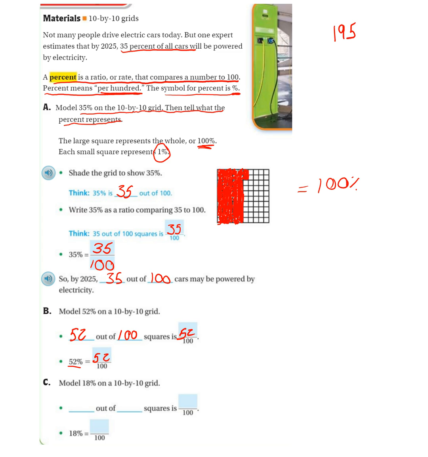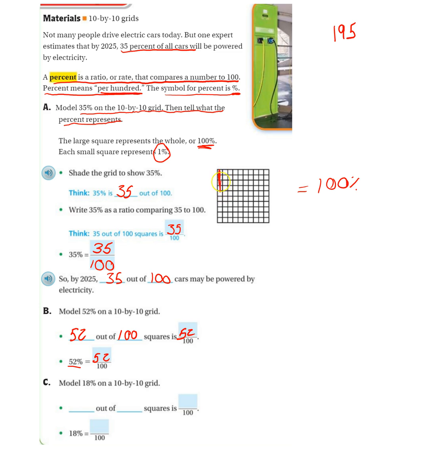All right, part C, model 18% on a 10 by 10 grid. I want you to use scratch paper for this one, the graph paper, scratch paper, and just line out a 10 by 10, 10 squares down, 10 squares across, just like the grid up here. I'm going to erase my work, but again, I never want you to erase. You just make a new 10 by 10 using that graph paper.